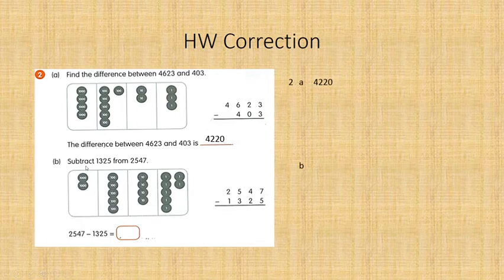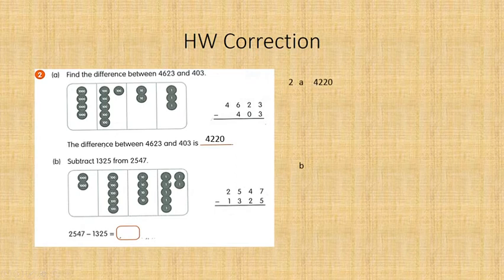Here in the question, he said subtract 1,325 from 2,547. So it means I have to take this number and minus this number. Here you will just subtract it like the previous question. 7 minus 5 equals 2, 4 minus 2 equals 2, 5 minus 3 equals 2, and 2 minus 1 equals 1. Or to use the abacus.